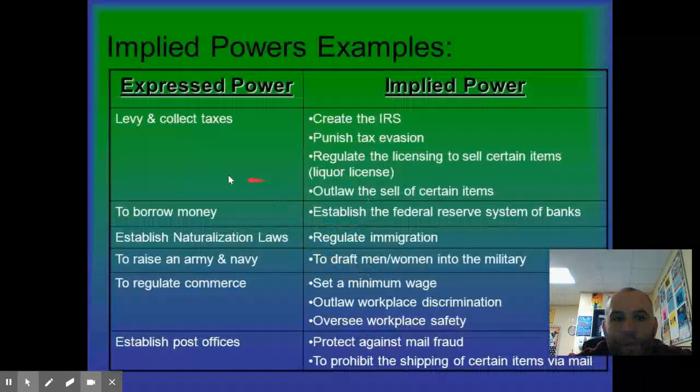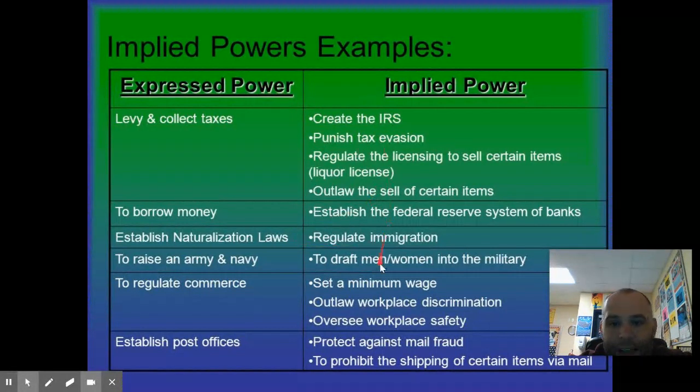Okay, so what are some implied powers? An enumerated or delegated power is that Congress may collect taxes. What would be an example of the elastic clause and implied powers that stretch the power of Congress? It doesn't say Congress has the right to create an IRS to regulate taxes, but because we need that to collect taxes, that's an implied power.